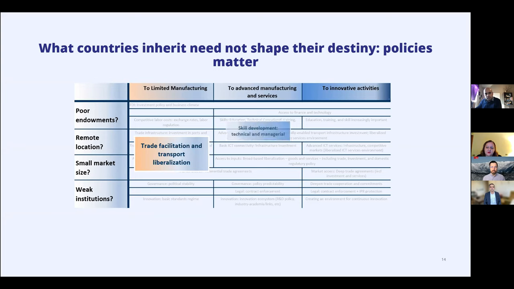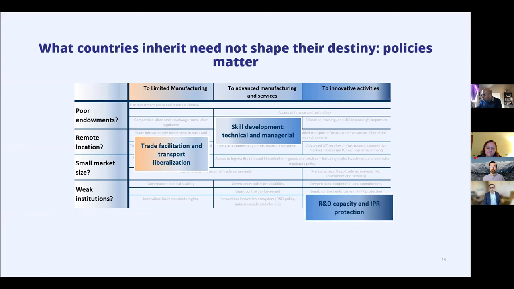Then, of course, to step into more advanced activities, there is an agenda more on the soft side: skill development, R&D capacity, and IPR protection. But I think for Iran, we really need to sort out this agenda here.